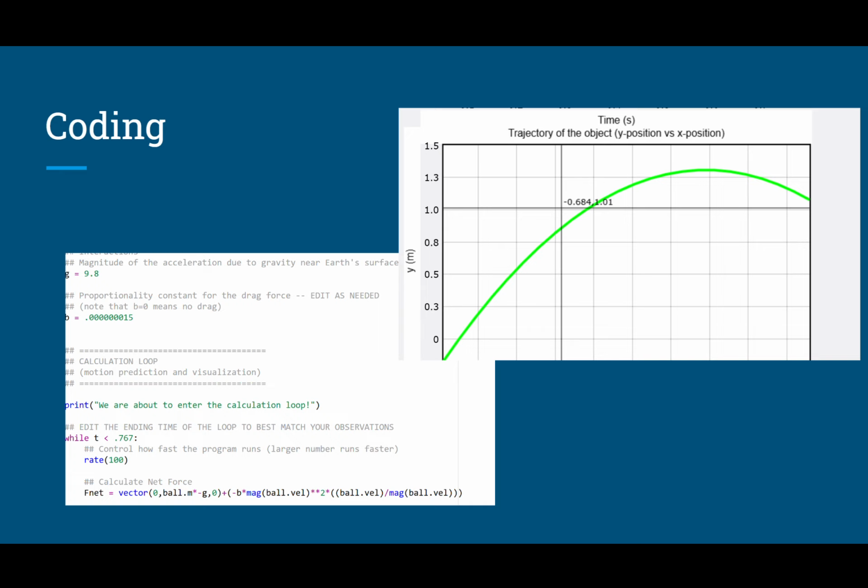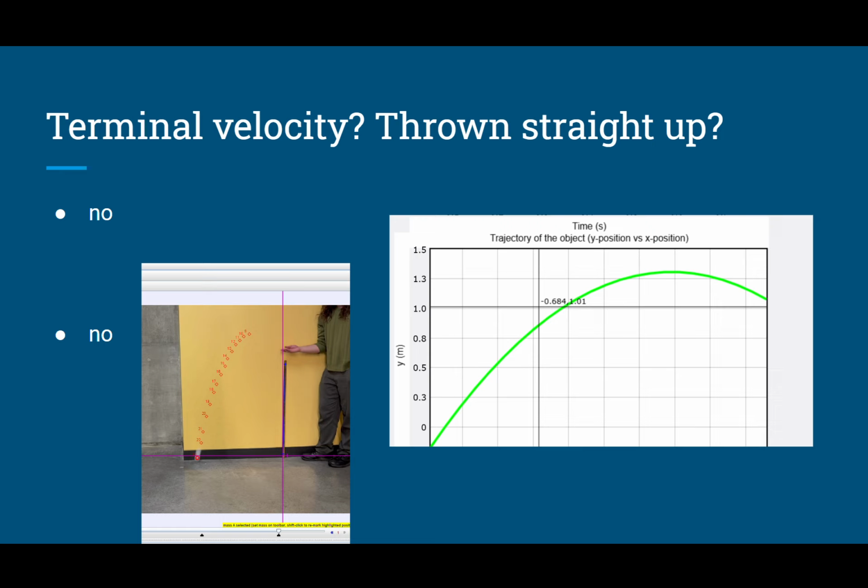So we also coded a lot in this lab. This is some of the code that we made, mainly just using the Fnet equation, which was gravity plus drag. We found our drag constant ended up being pretty low. And then our gravity force was just the mass times the force of gravity. The mass of the object was around 10 grams, which is shown in our code.